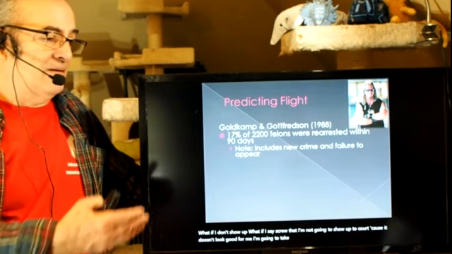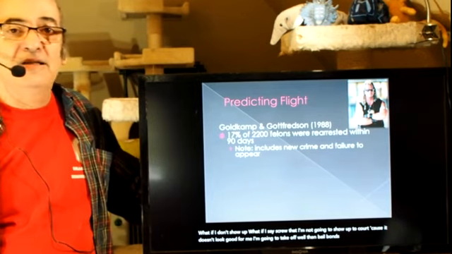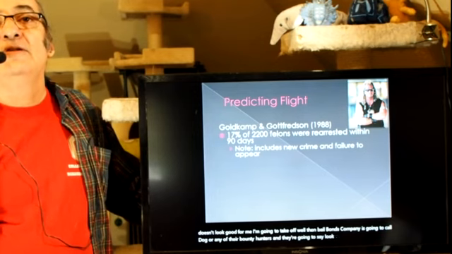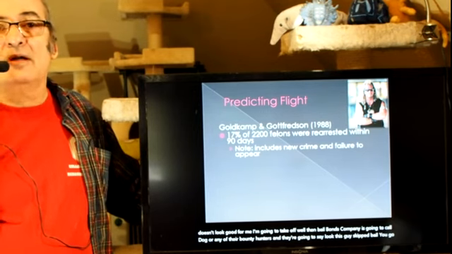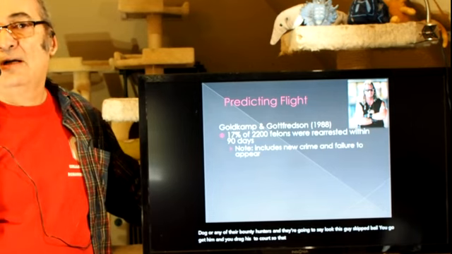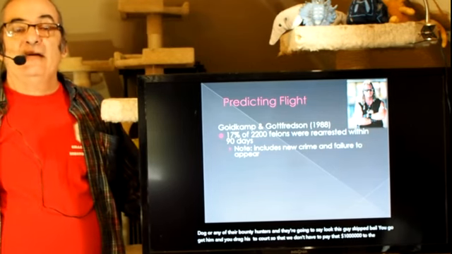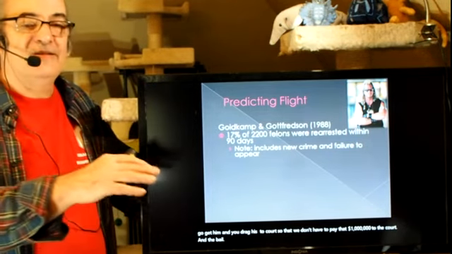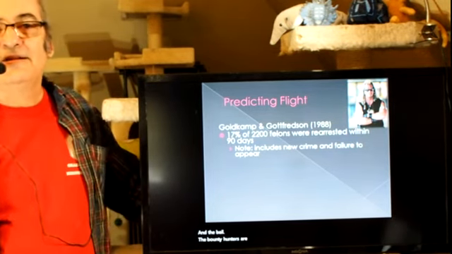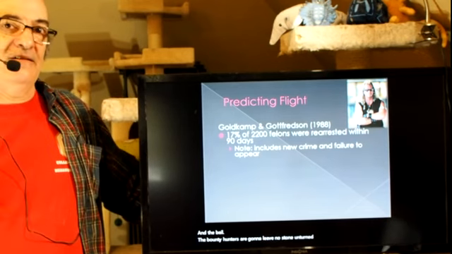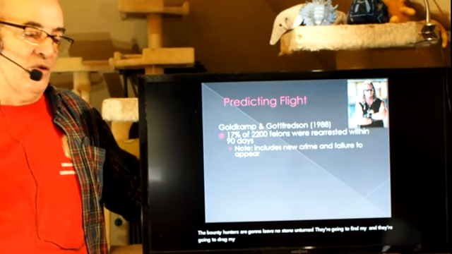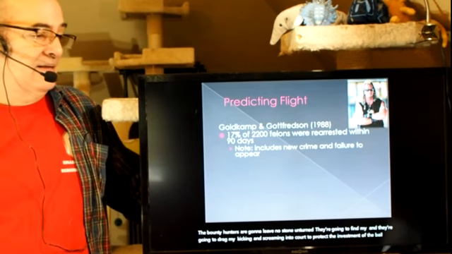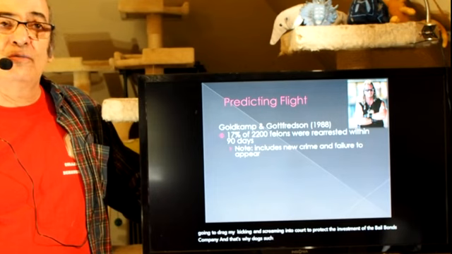Well, then the bail bonds company is going to call Dog or any of their bounty hunters, and they're going to say, look, this guy skipped bail. You go get him, and you drag him to court so that we don't have to pay that $1 million to the court. The bounty hunters are going to leave no stone unturned. They're going to find me, and they're going to drag me kicking and screaming into court to protect the investment of the bail bonds company. Okay? And that's why Dog's such a badass, and that's why he's so mean.